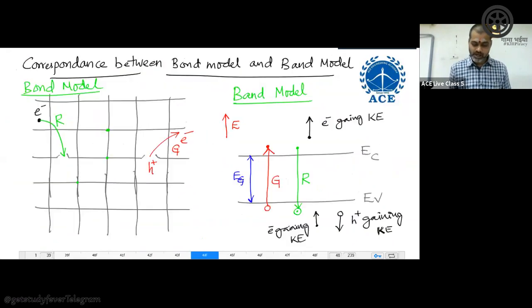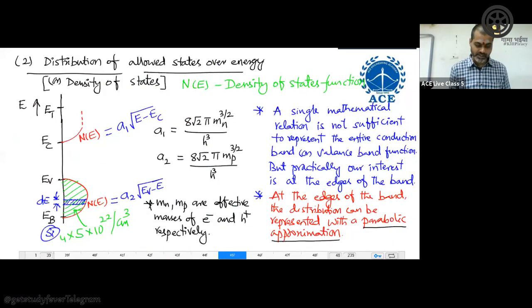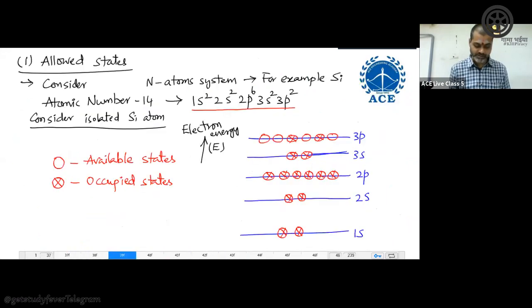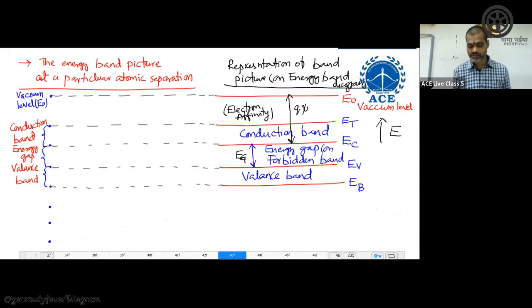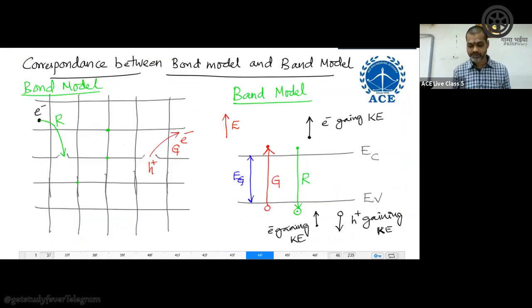So here we have discussed the three basic principles of the energy band diagram. The first one is the allowed states, which I have again explained. Not only that, we need to understand how these energy levels are distributed, and then how many of them are occupied. That is what we are trying to discuss. This is the representation of the energy band diagram and the correspondence.